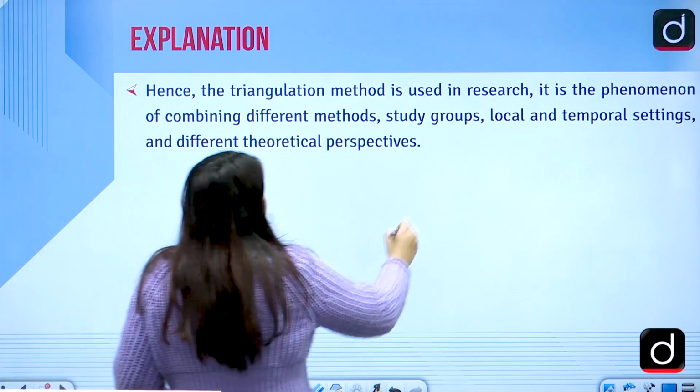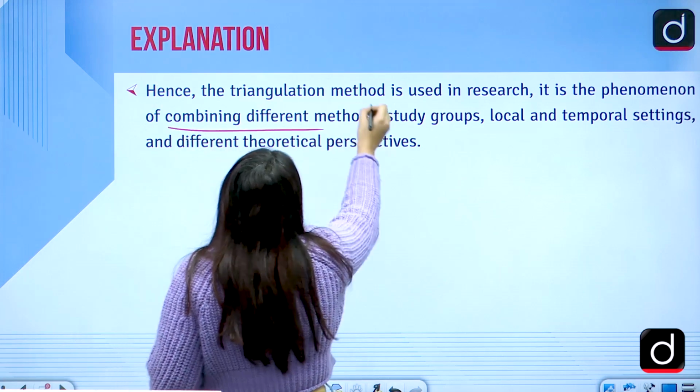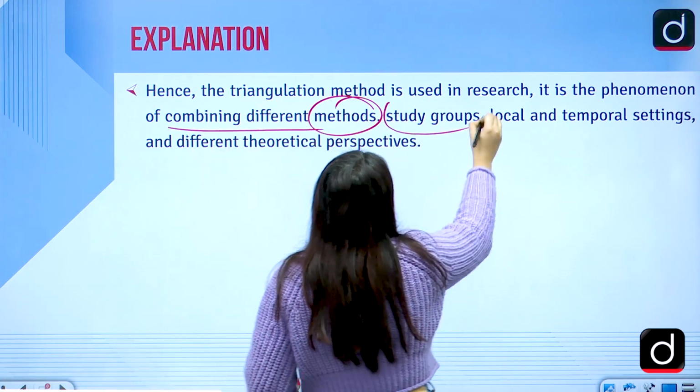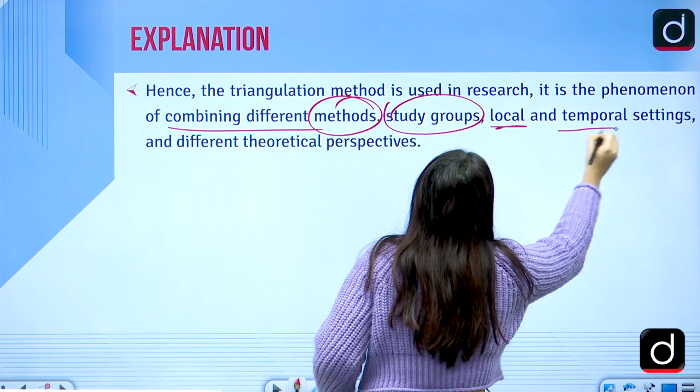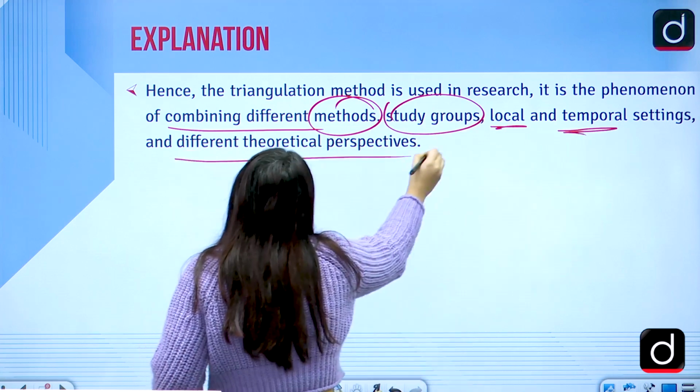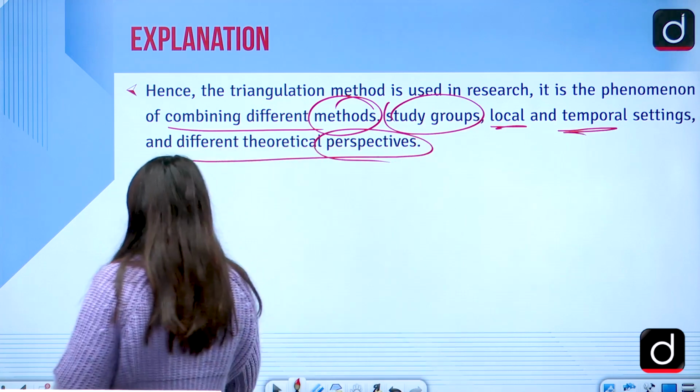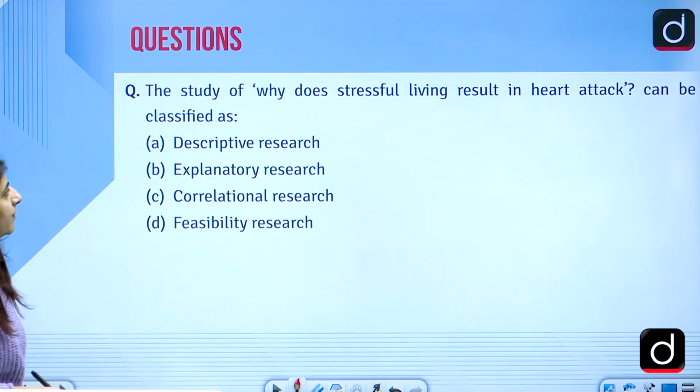It is used in research. It is the phenomenon of combining different methods, different study groups, local and temporal settings, and different theoretical perspectives which are there. Hence, it is known as triangulation.